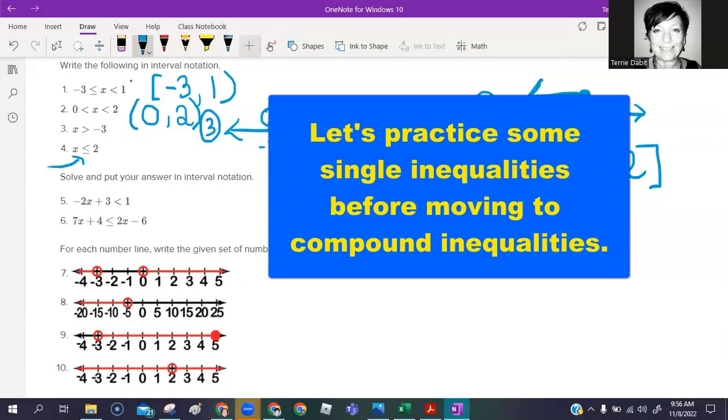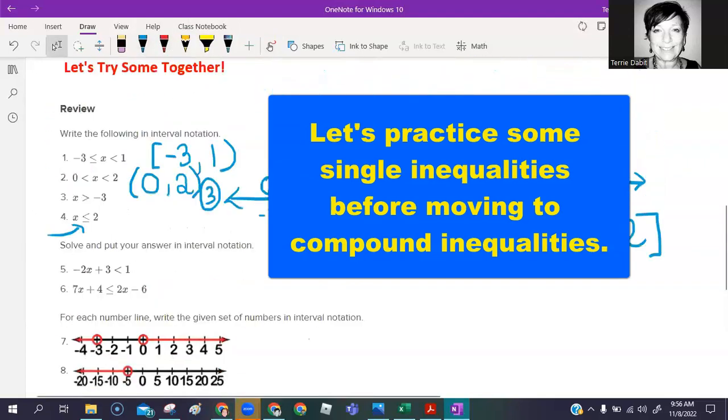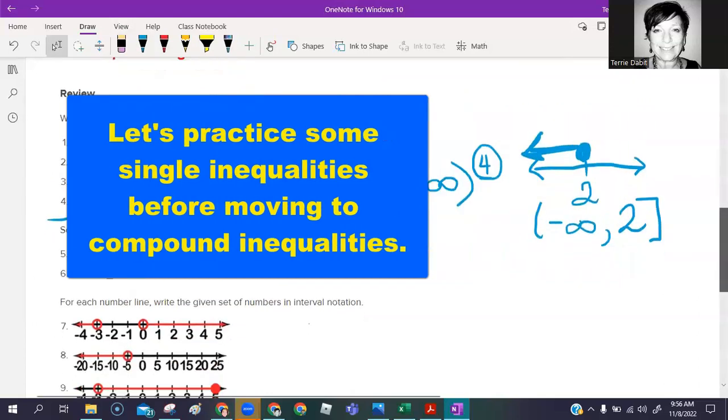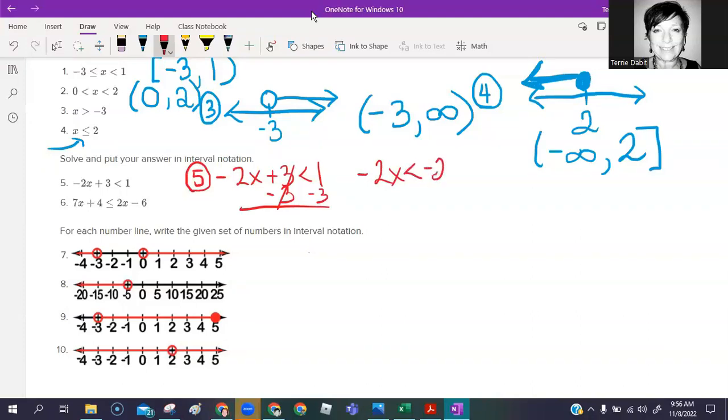Number 5 and number 6 is just going backwards to let you get some practice solving inequalities before we head over to compound inequalities. So I was going to solve number 5. Got negative 2x plus 3 is less than 1. First, I got to move my 3. It's on the wrong side. So now I am left with negative 2x is less than negative 2. I divide by a negative 2 to get this going over here.